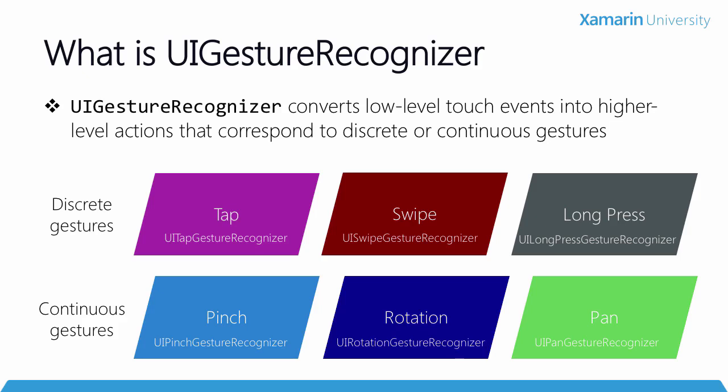And we have the UIRotationGestureRecognizer, and this is when a user rotates 2 fingers in a clockwise or counterclockwise motion, and again, very often is used to rotate an object on screen.